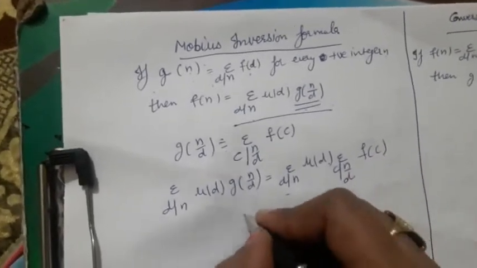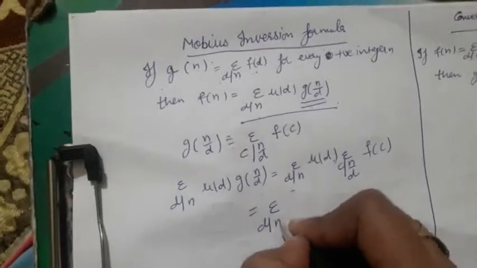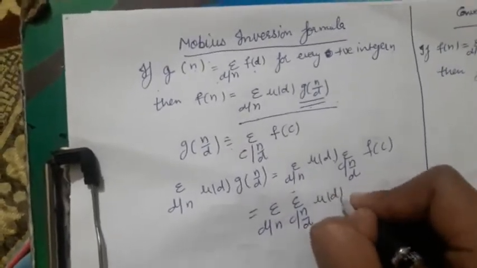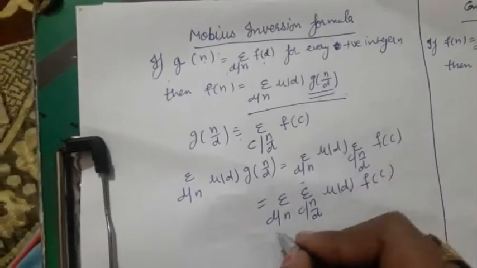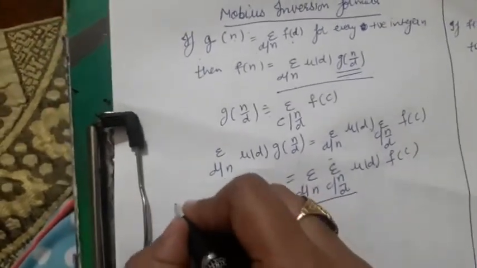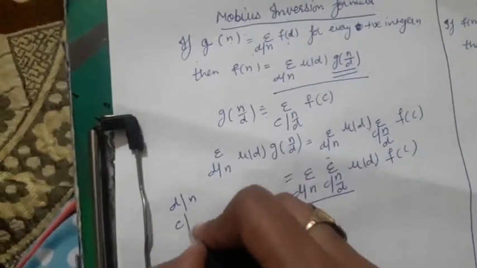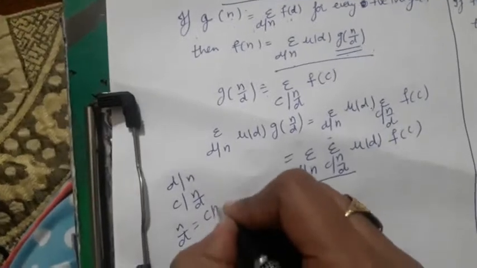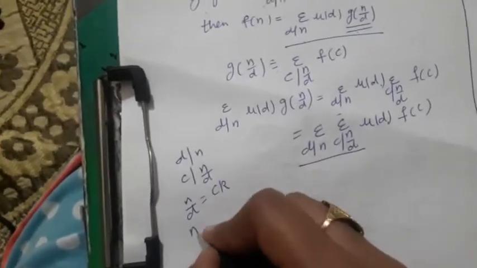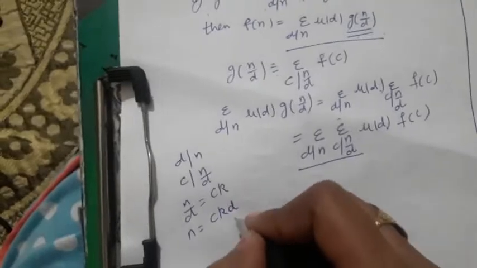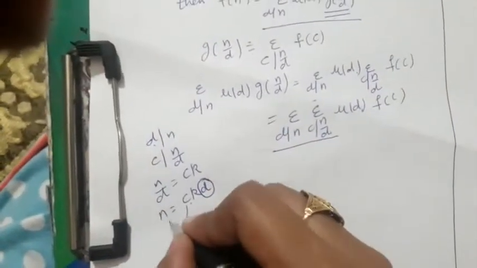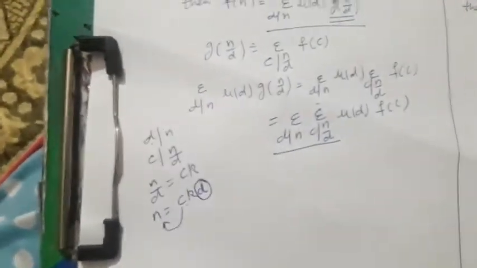We have two summations, and we can take them together: summation d divides n, summation c divides n upon d, mu(d) into f(c). We are given these two conditions: d is a divisor of n and c divides n by d. That means n by d can be written as a multiple of c, that means n is equal to c k d. So n is also a multiple of d, that d divides n we are given.